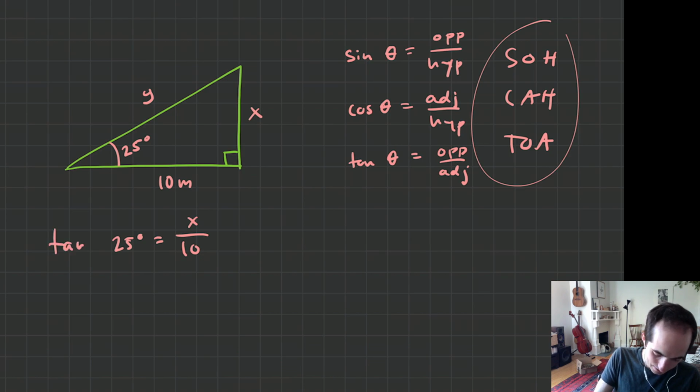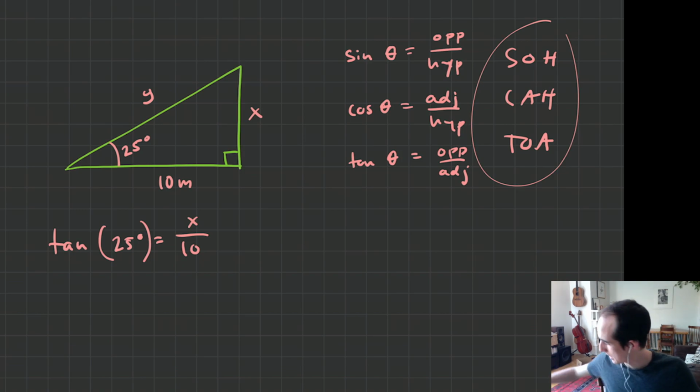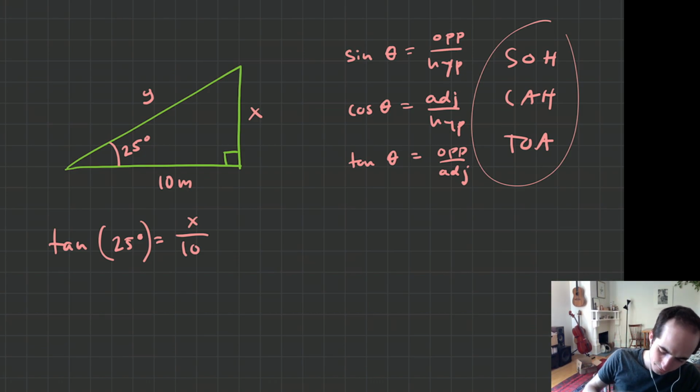So tan of 25 degrees is going to be x over 10. And, well, let's just use our calculator to figure out what tan of theta is. Where did my calculator go? I have like 20 calculators. The one that I said I was going to use is now missing. Here it is. Okay, so I'll do tan of 25. Tan of 25 equals... actually, you know what? I'm not going to do that quite yet. First, I'm going to solve for x, right?